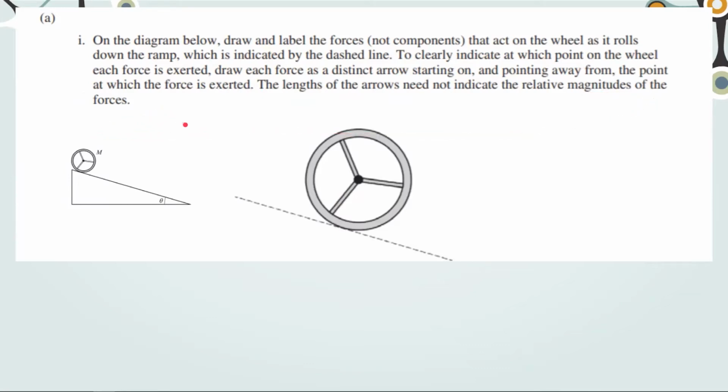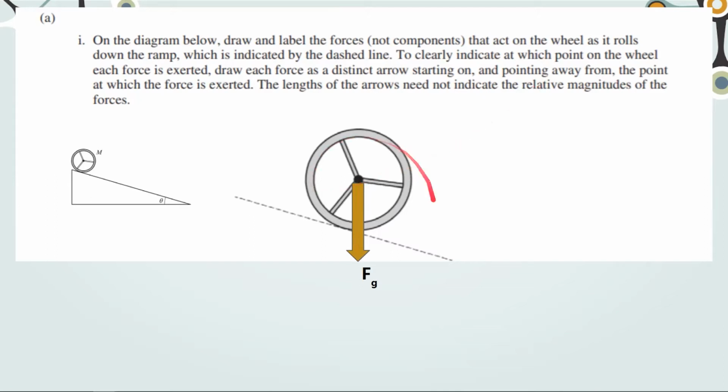Okay, so we need to draw a force diagram. First off, as always, we can start off with the force of gravity, starting from the center of mass and pointing downwards, even if the object is on an incline. Now, since the wheel is rolling due to friction, that must mean friction is at play.